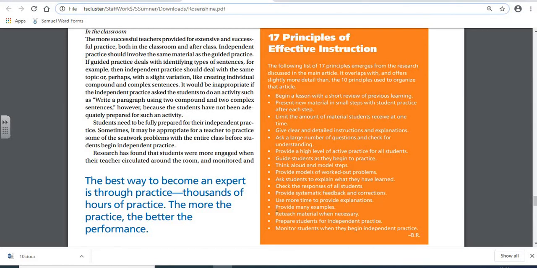Where I think things become more difficult is this response from the pupils themselves. Over time, identifying what material you need to reteach when necessary, and monitor students when they begin their independent practice of things. Obviously we have certain limitations, with the current situation.